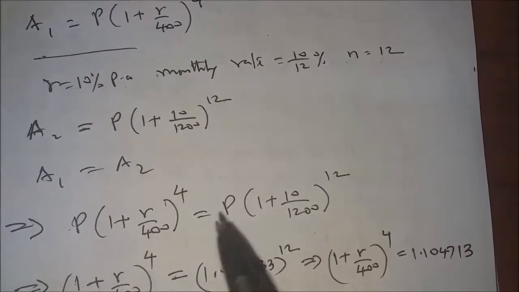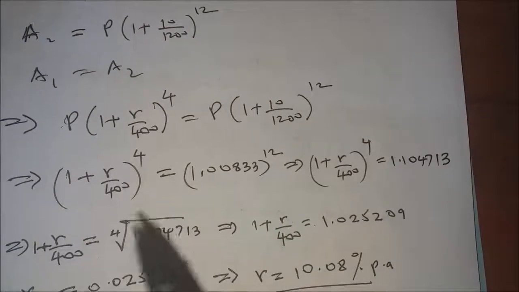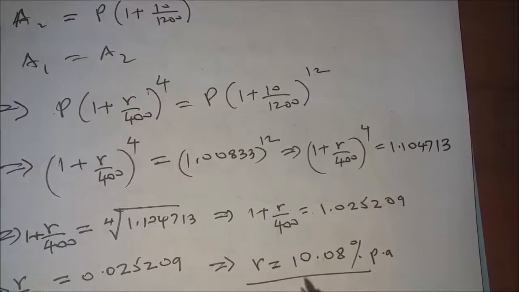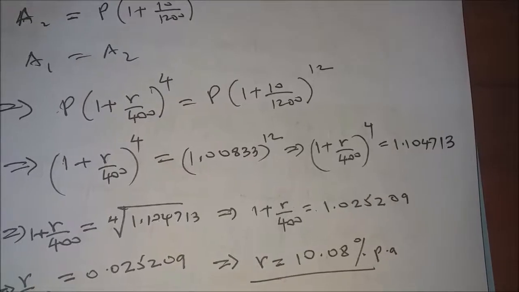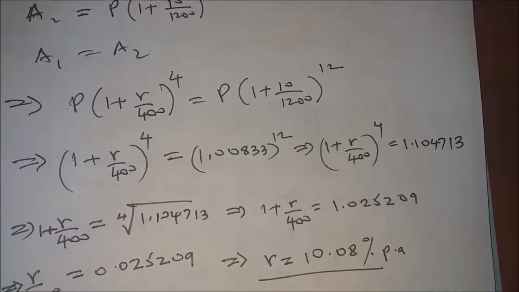Once again, we drop P from both sides, and as we follow through, our R will be 10.08% per annum compounded every 3 months.